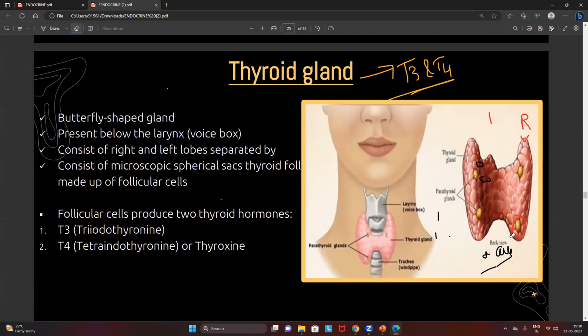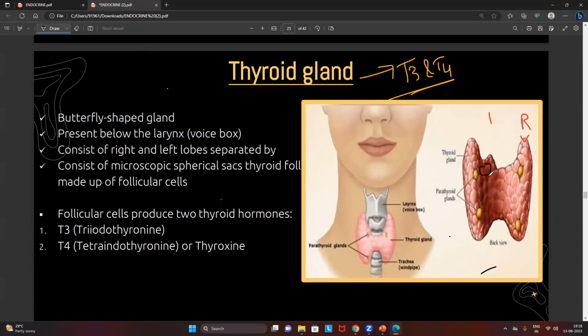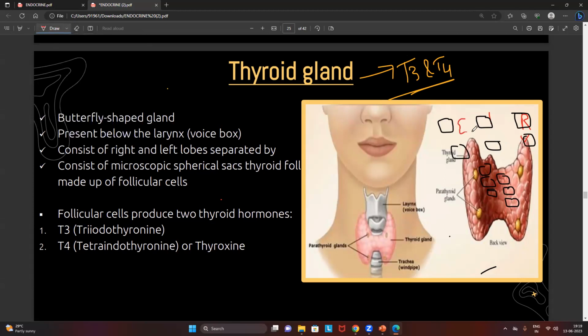In this particular slide, I have told all of you that in the thyroid gland there are certain microscopic follicular cells present. See, friends, suppose this is one follicular cell. This is another follicular cell. This is another, and another. So what I'm trying to explain is, between the follicular cells, there is another type of cell present.